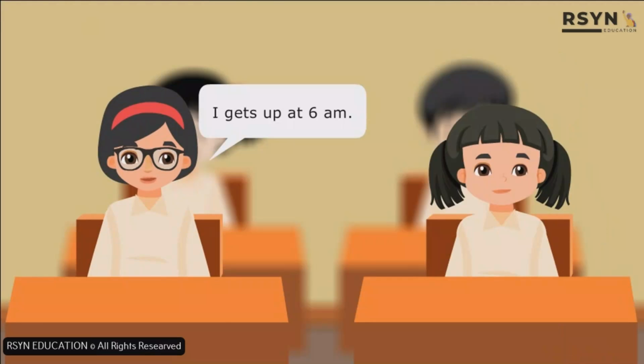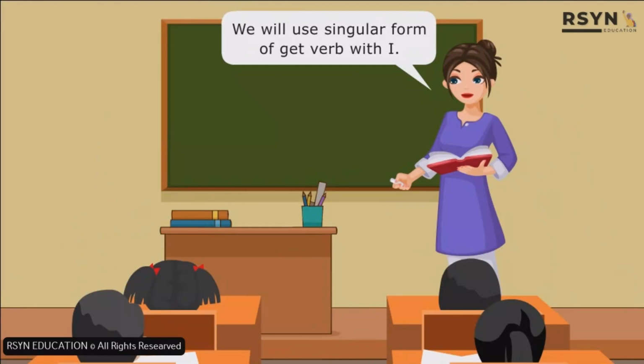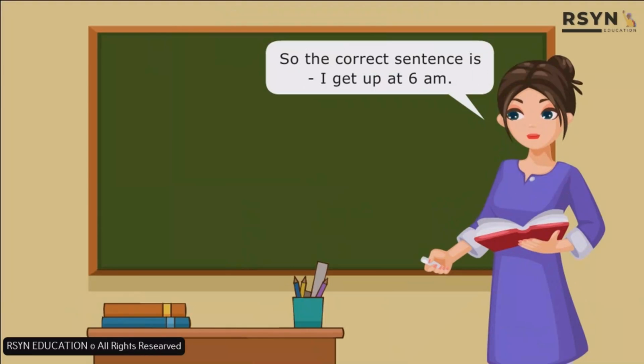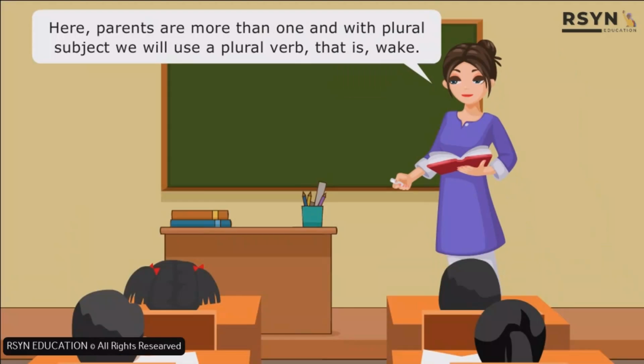I gets up at 6 a.m. That is incorrect. We will use singular form of get verb with I. So the correct sentence is, I get up at 6 a.m. My parents wake up at 5 a.m. You are right. Here, parents are more than one, and with plural subject, we will use a plural verb, that is, wake.